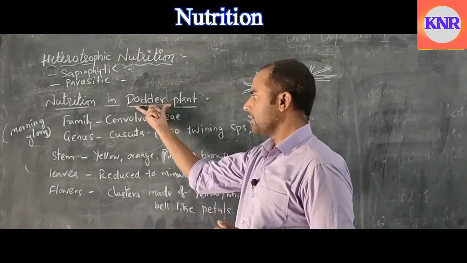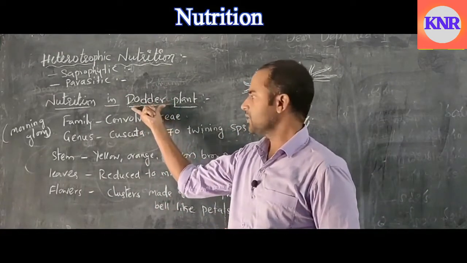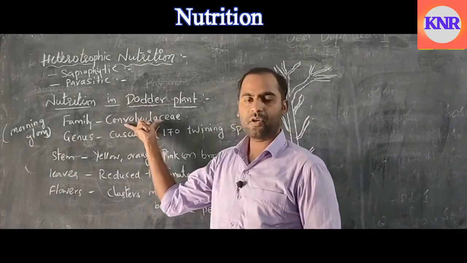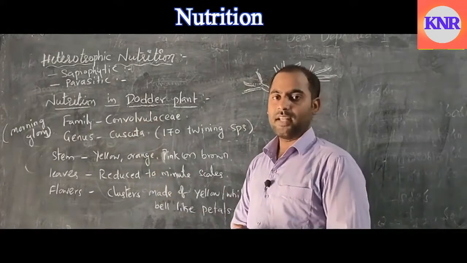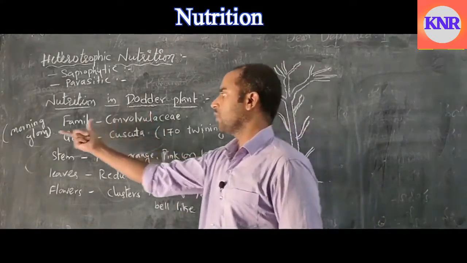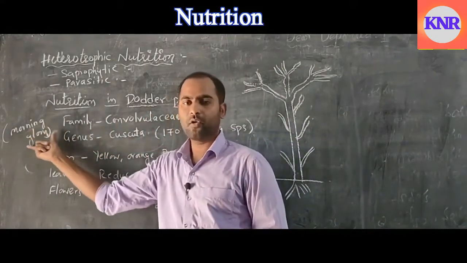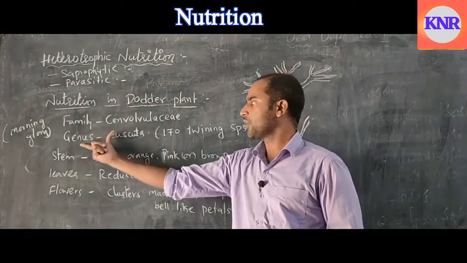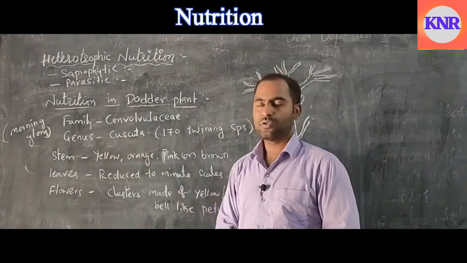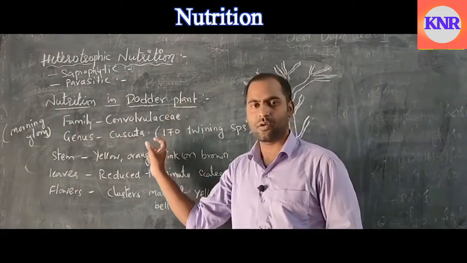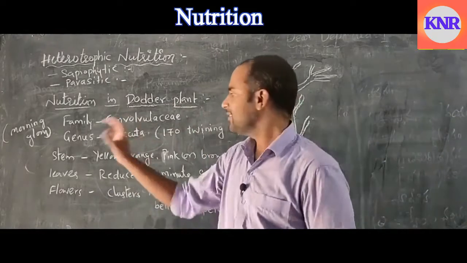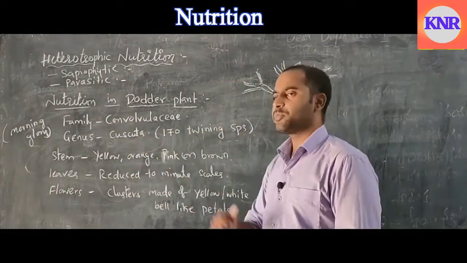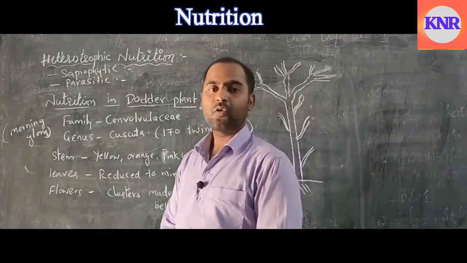So the dodder is a plant. It is one of the species, and it belongs to a family called Convolvulaceae. This family is also called the morning glory family. In this Convolvulaceae family, the dodder plant belongs to a genus called Cuscuta. In this Cuscuta genus, there are 170 twining species.